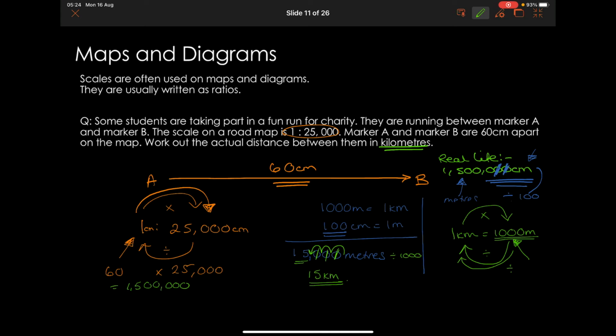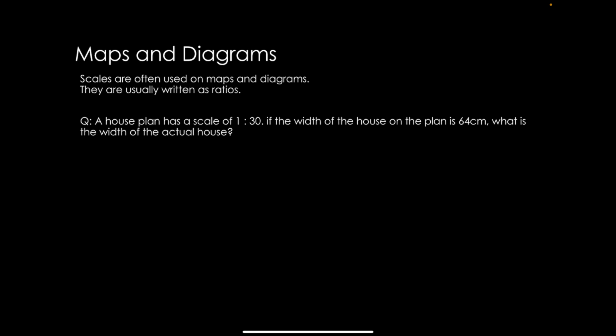So these kinds of questions involve you converting between measures using those conversion factors. Okay. So I know it seems a little bit difficult and quite a lot to do in one go, but hopefully that's made sense and you can understand how to do that later. Let's have a look at another example question. Right, this one says that a house plan has a scale of 1 to 30. If the width of the house on the plan is 64 centimetres, what is the width of the actual house? So why don't you press pause and have a go at that one, and then press play for the answer.